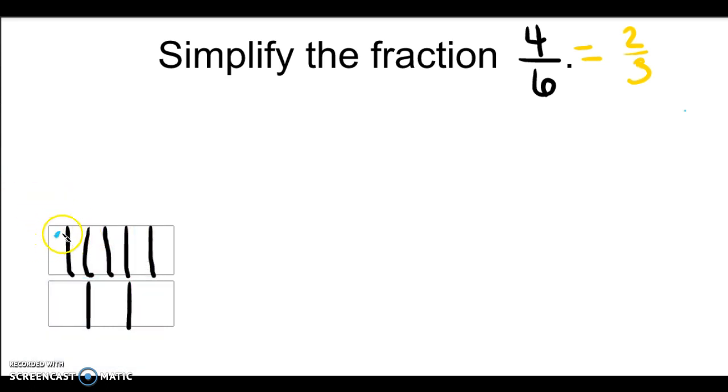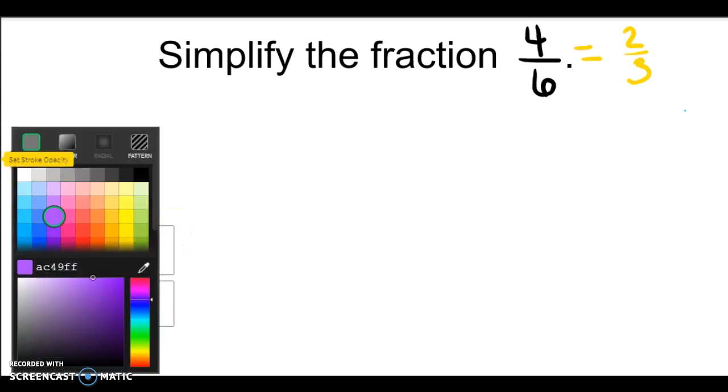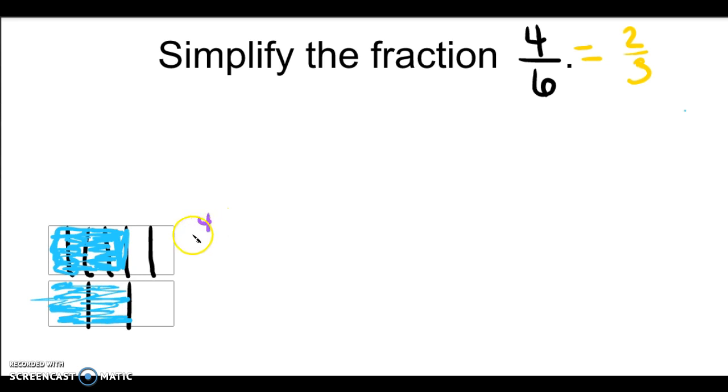4/6 on this top one. 1, 2, 3, and 4. All right, that's 4/6. Let's color in 2/3 on the fraction bar beneath it. Okay, so I've drawn 4/6 up here and 2/3 down here.